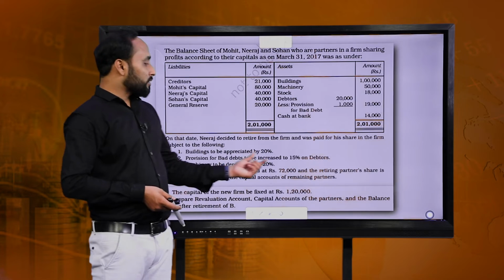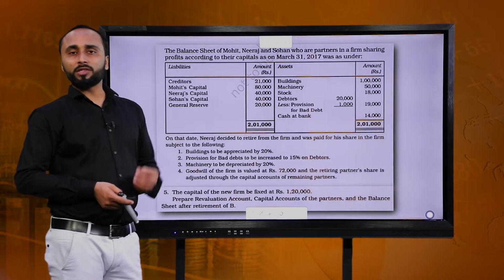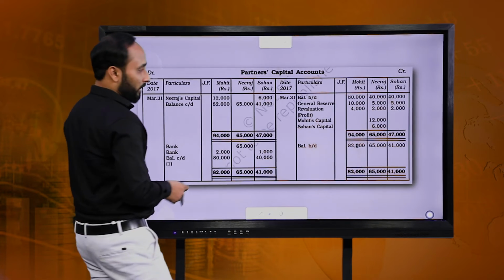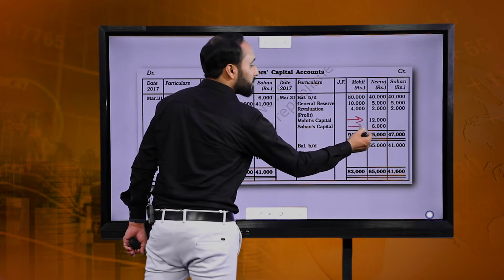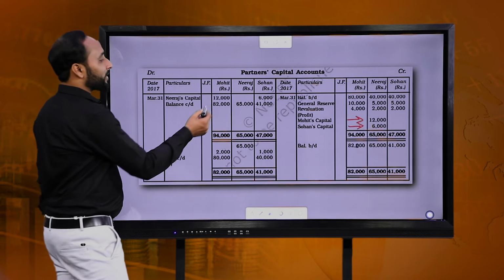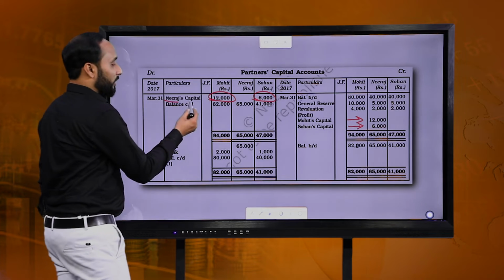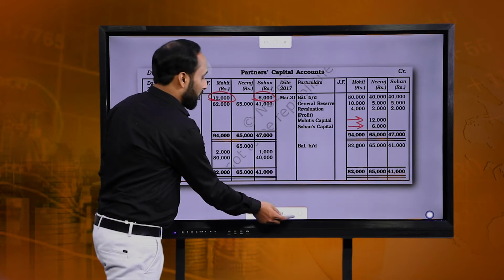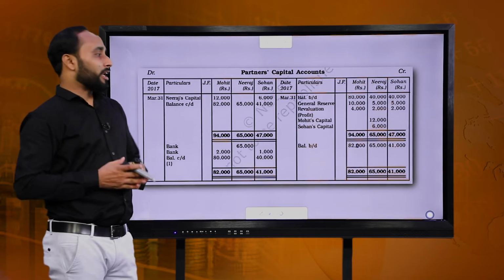So 18,000 from this is Neeraj's share, which will be given to him by Mohit and Sohan in 2:1. So 12,000 is given by Mohit, 6,000 is given by Sohan, and these amounts will be debited from their account here, 12 and 6 by the name of Neeraj, because they are giving it to Neeraj. Having done all of this, we will find out the amount due to the retiring partner.